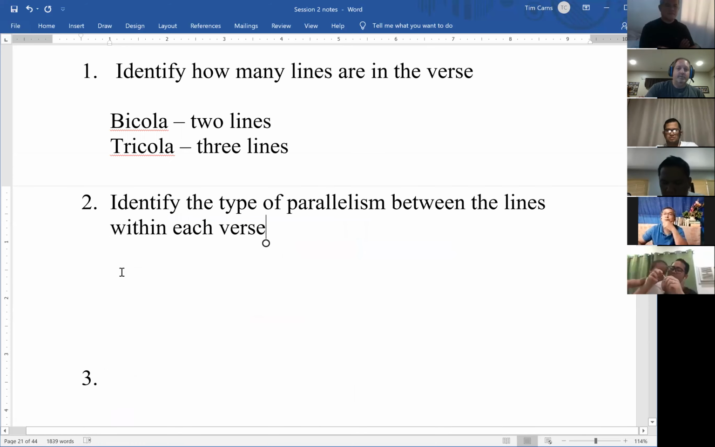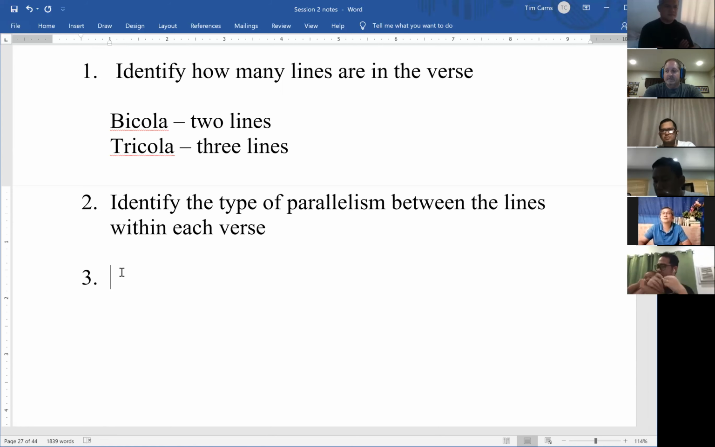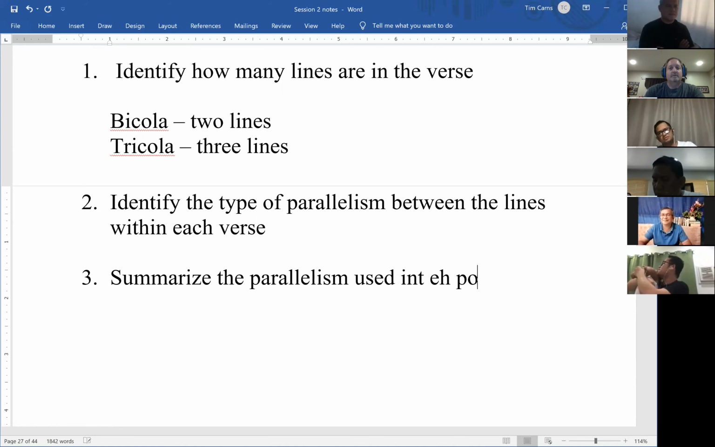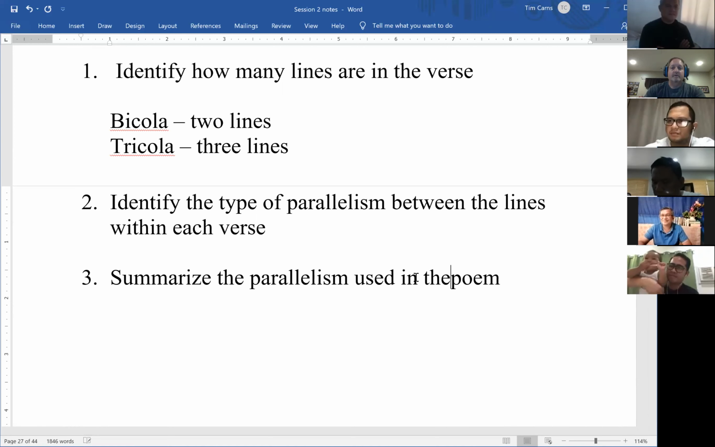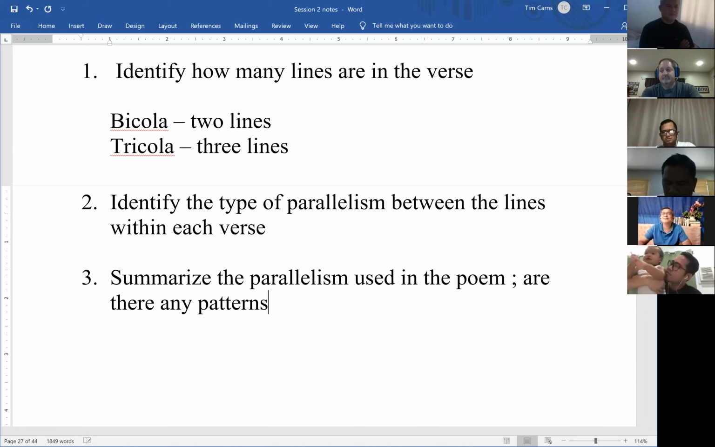All right, so let's go back here. After we've identified the parallelism between each line, we then want to essentially summarize the parallelism used in the poem. We're looking for, are there any patterns? Is there a dominant type of parallelism?